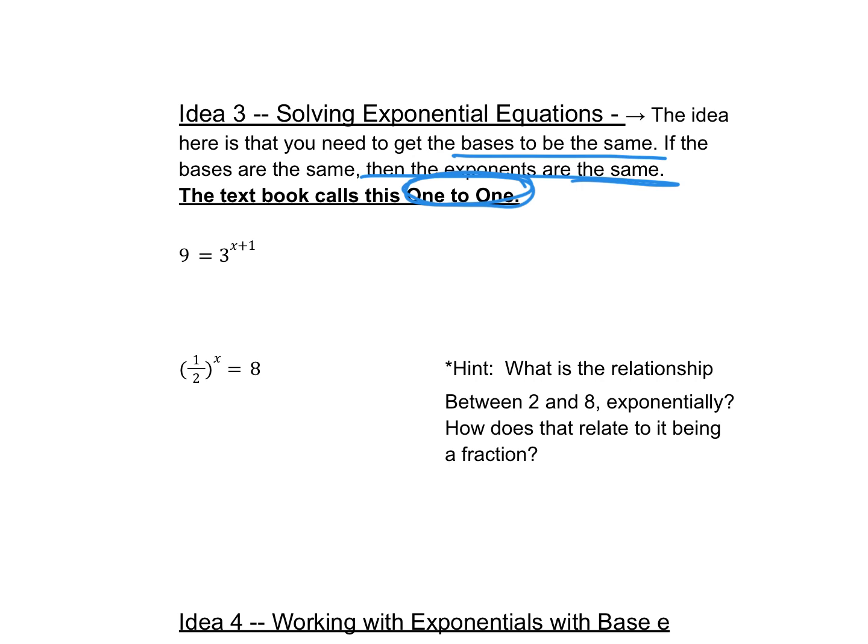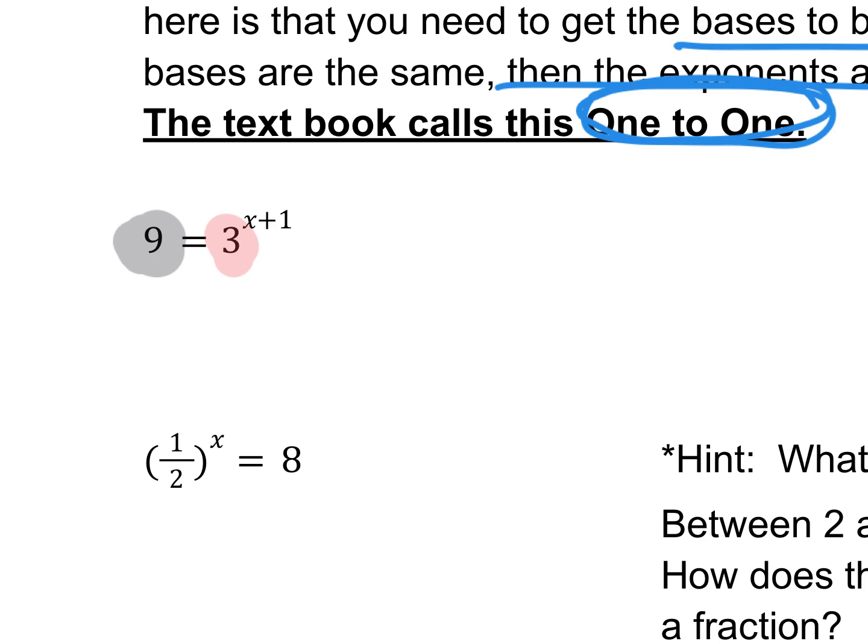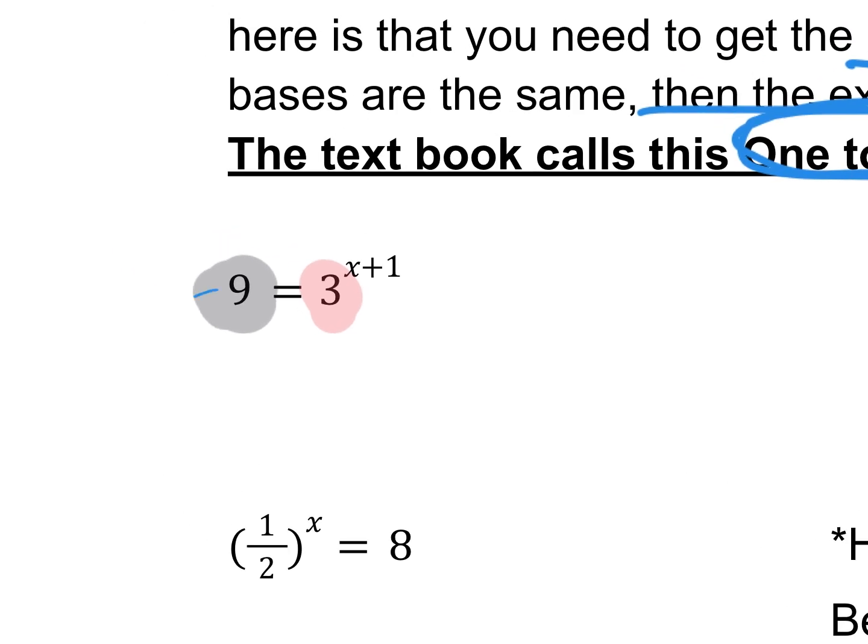So if I'm looking here, my base over here is a 9, and my base over here is a 3. I need both of my bases to be the same. So I need to ask myself, well, how do I write 9 so that it is a base of 3? I can just rewrite it as 3 squared. And then over here I have 3 to the x plus 1.